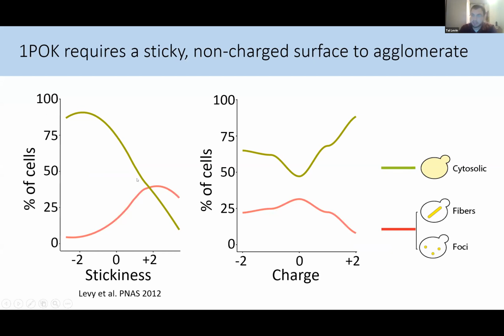So we see here in gray the cytosolic, and in red, the fibers plus the foci. We see that for 1POC, the more sticky the residues that we mutated, the more fibers and foci we saw, meaning that we needed a positive selection to induce fiber formation. And similarly, we see here that the charged and neutral residues showed more fibers and foci, while either negative or positive, we had more cytosolic phenotype and reduced fibers and foci in vivo.